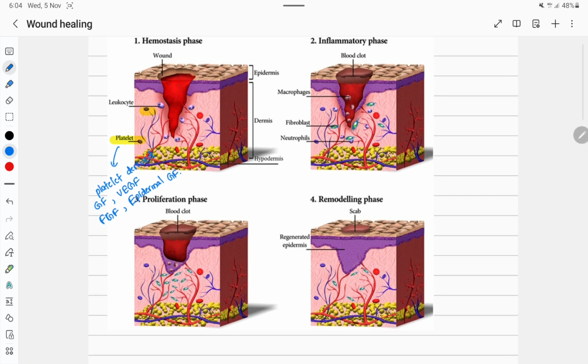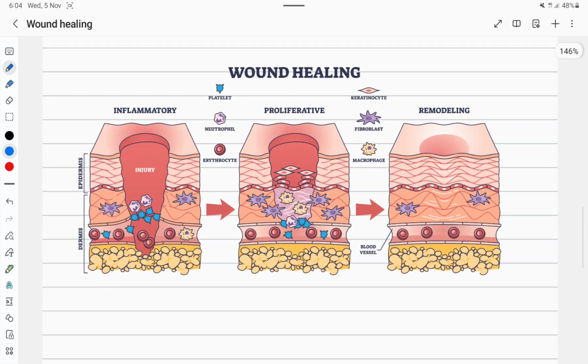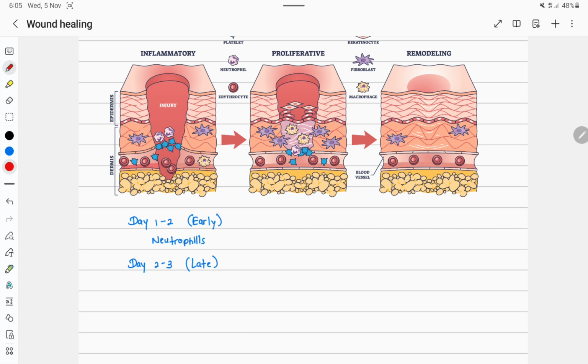The next phase is the inflammatory phase. We will discuss the inflammatory phase from this diagram. When we talk about the inflammatory phase, day 1 to day 2 is known as the early inflammatory phase. In the early inflammatory phase, there is platelet activation and an influx of neutrophils. Here you can see the influx of neutrophils into the injured site. Once the activated platelets at the injured site release histamine and serotonin, there is an increase in vascular permeability as well.